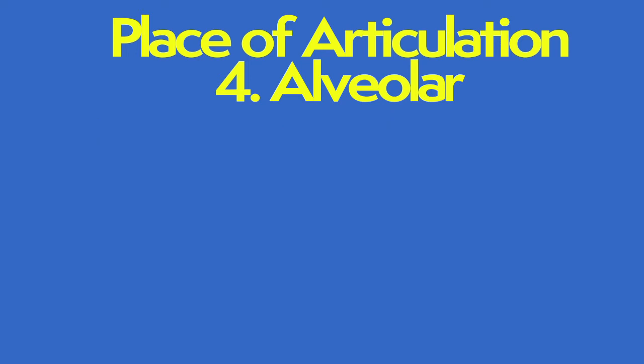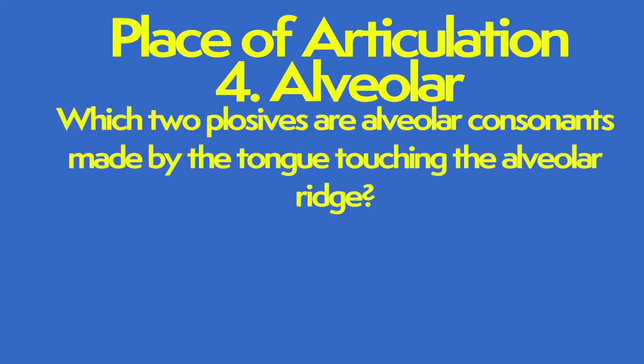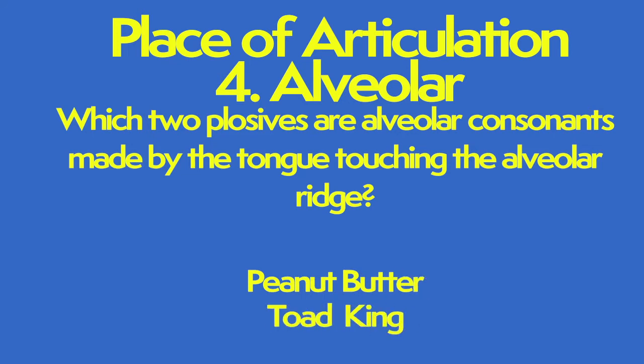Now listen to the plosives and determine which ones are alveolar consonants. P, b, t, d, k, g. Peanut, peanut butter, toad, king. The answers are t as in toad, d as in toad.